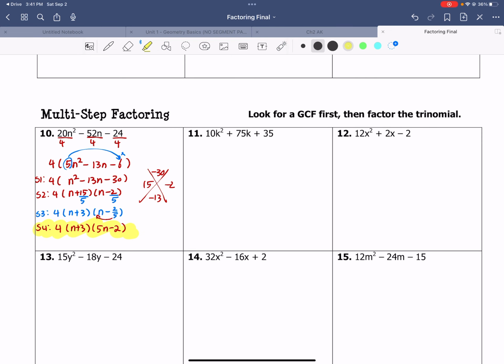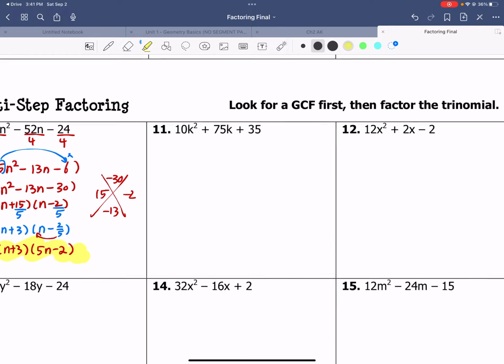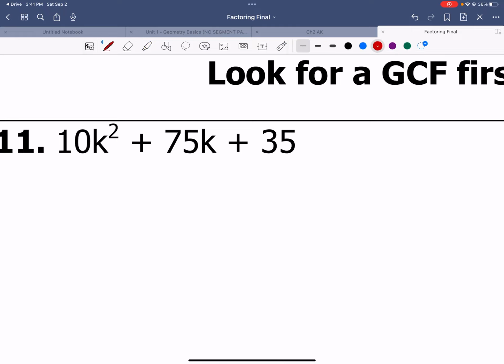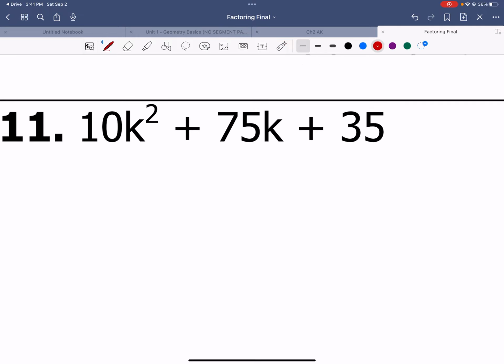Now, let me do some questions that can be fun. So let me go over 11, in fact. So I told you I don't want to do any traditional method. What I usually do is, instead of finding all the factors, I just find the factors of the smallest number. So for example, 10. 1 times 10, 2 times 5.